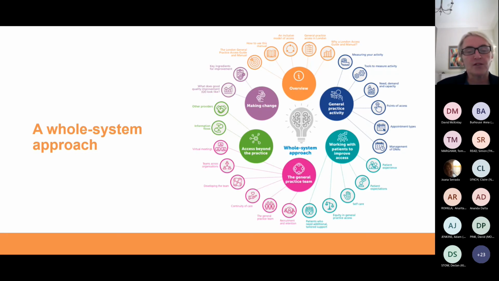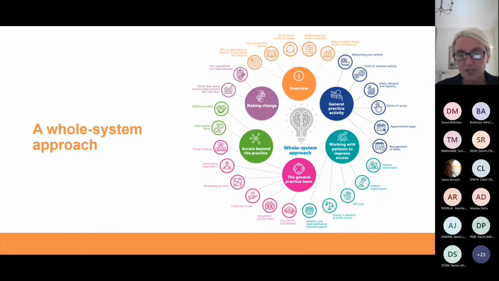So this looks at the London General Practice Access Guide and Manual, which describe a whole system approach to access. So we produced the guide and manual. The guide is a kind of shorter version to use with the whole team to look at where your practice wants to focus. And the manual is a little bit longer with more detail for those people wanting to lead on the access improvement programs. But what we realized is that access is really hard.